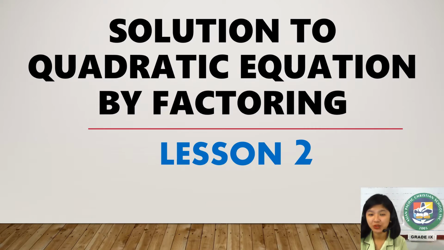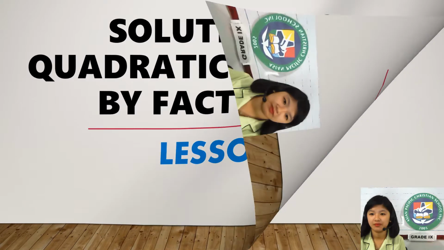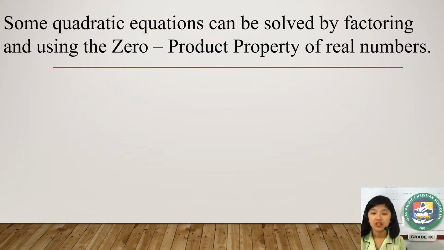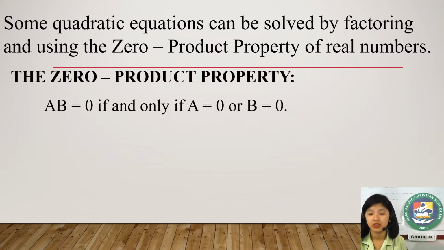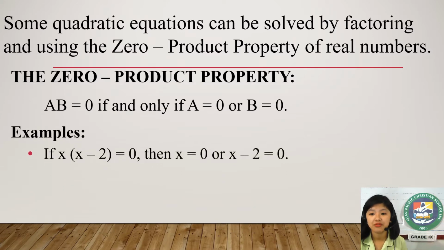So our lesson is about solution to quadratic equation by factoring. Some quadratic equations can be solved by factoring and using the zero product property of real numbers. So ano ba yung zero product property? AB is equal to 0 if and only if A is equal to 0 or B is equal to 0. Example, if x times x minus 2 is equal to 0, then x is equal to 0 or x minus 2 is equal to 0.